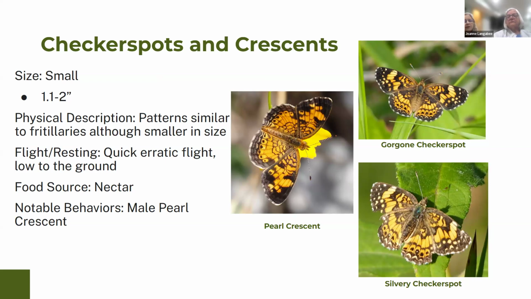They are quick flyers. They like nectar. You find them on flowers. And the male pearl crescent is a territorial butterfly and will chase away other butterflies.